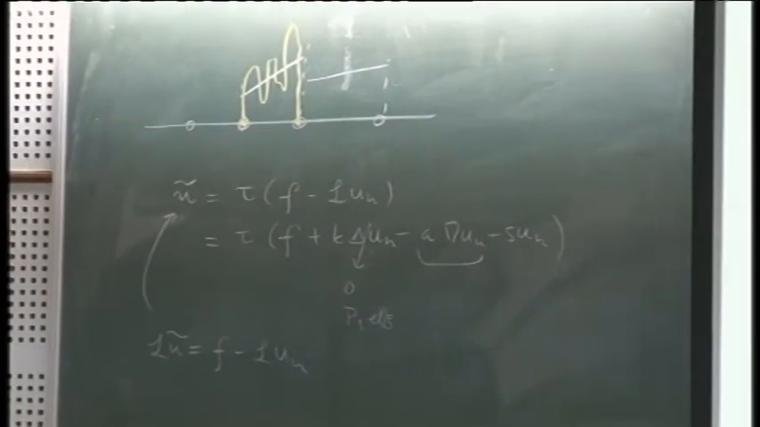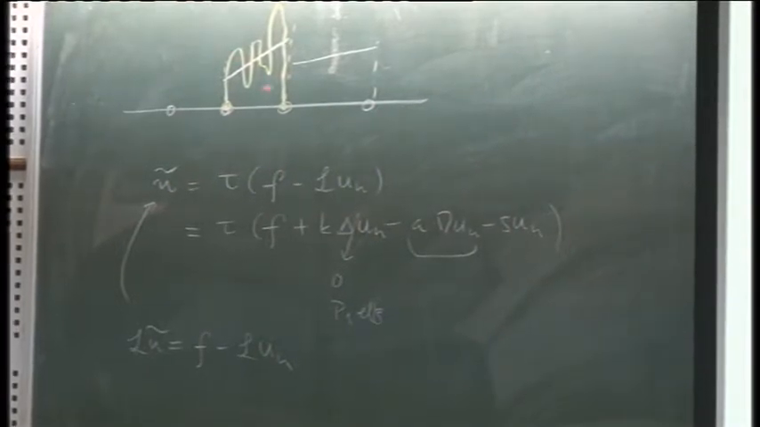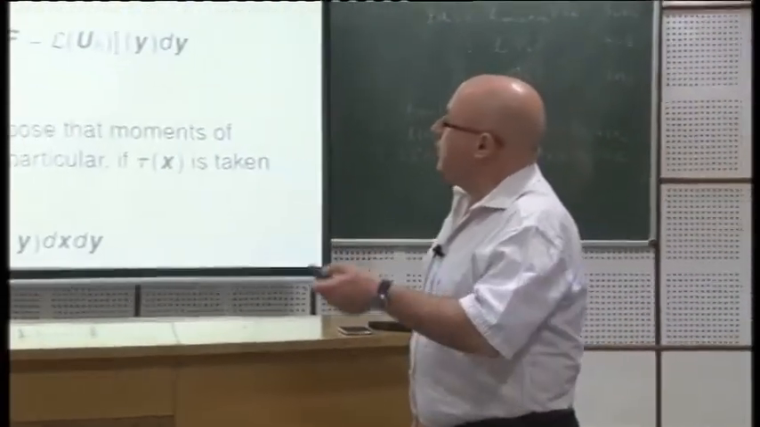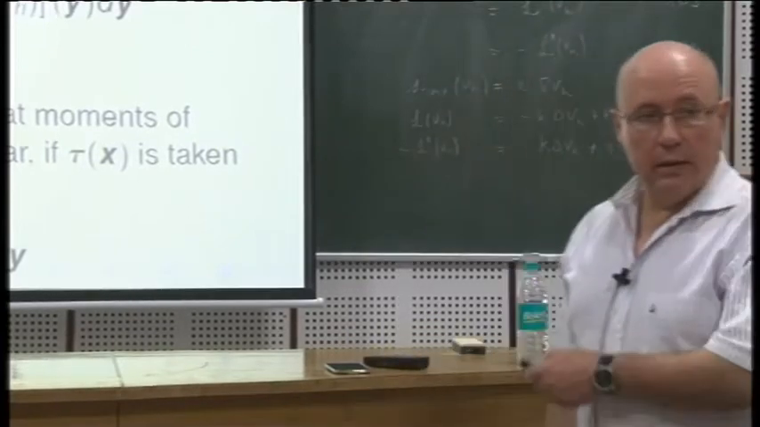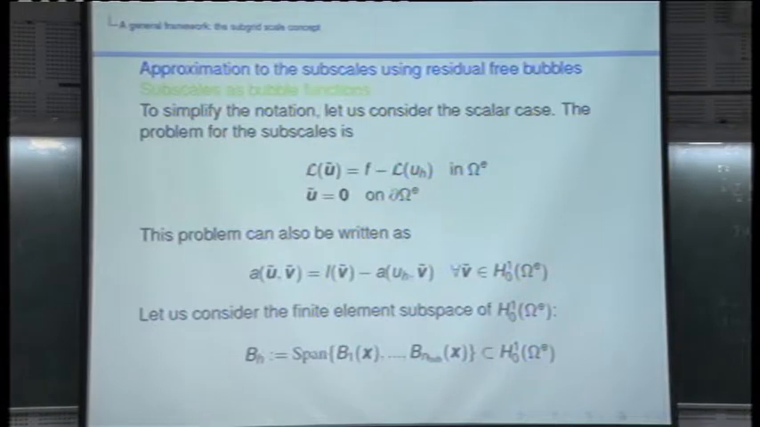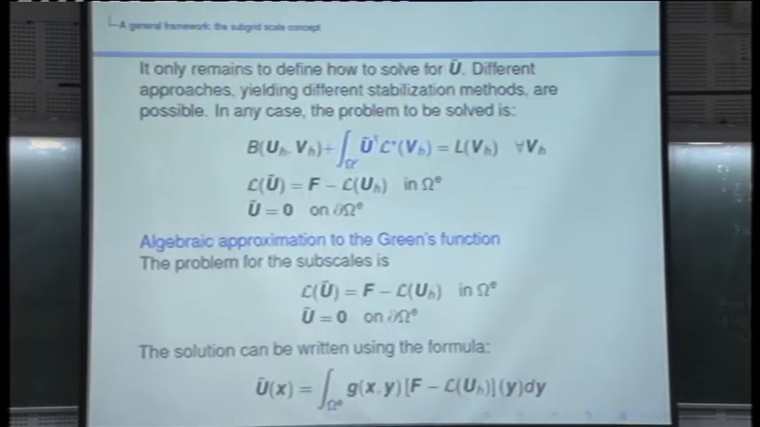Now that answers the question that the method is not a bubble function method, but the subgrid scales can also be represented by bubbles, okay? And that's what we will see now. That's residual free bubbles. So have you got the idea? This is very important, okay? The method is this one, and the first way to approximate the subgrid scales is the Green's representation, that approximation to the Green's function.